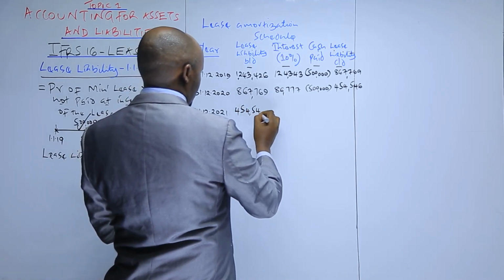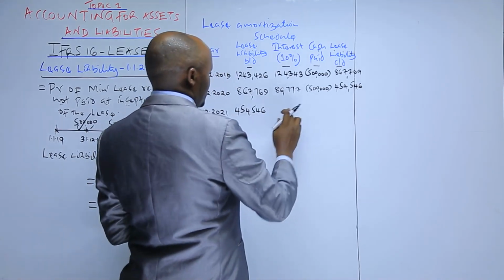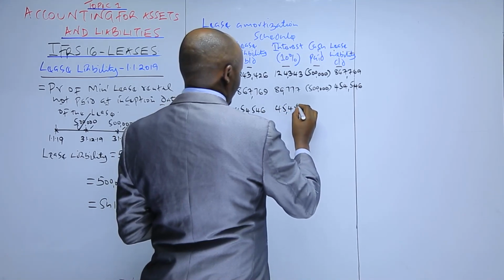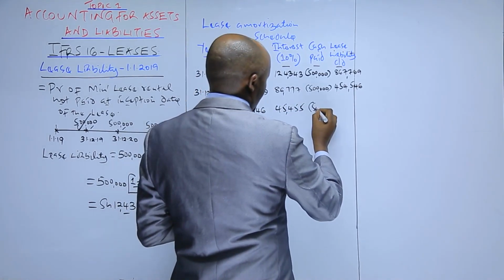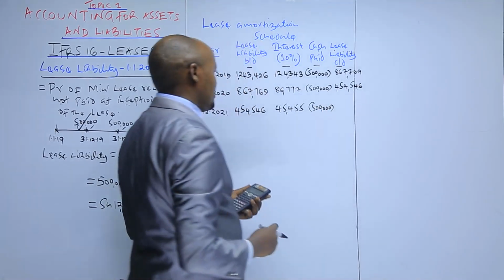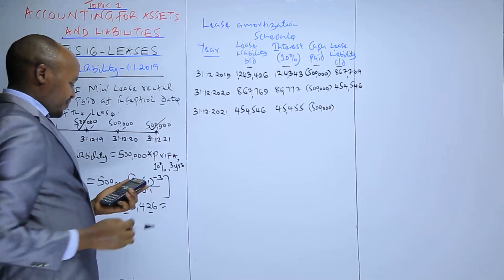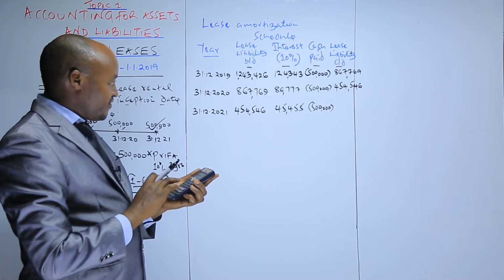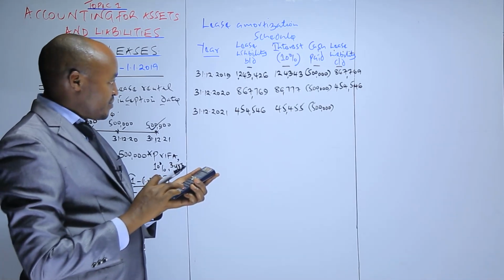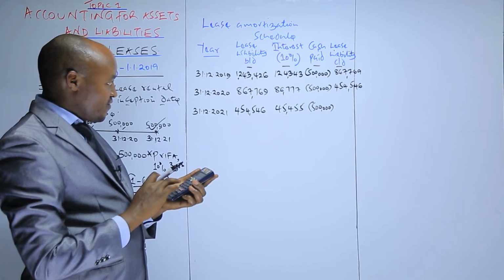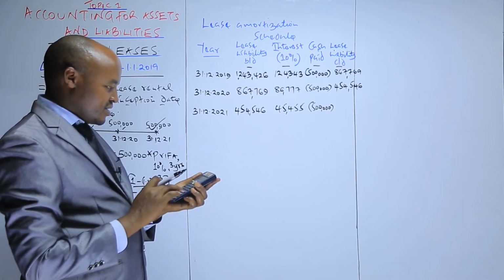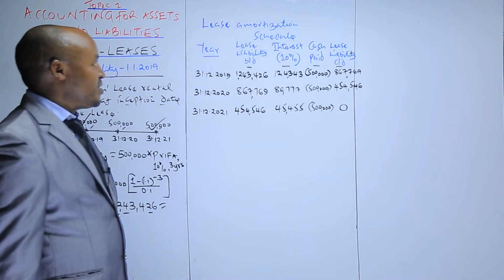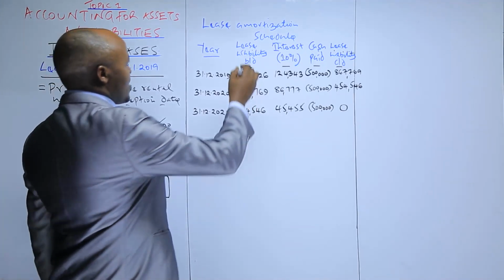454,546, and then we get 10% of that, which now will be our interest, which will be 45,455, and then we less now what was paid. So what was paid at the end of year 3 is what we have there. And then we get now the lease liability at the end of year 3, which will be 454,546 plus 45,455 minus 500,000. And basically that now will give us what? 0. It will give us what? 0. So that's how we prepare what we refer as the lease amortization schedule.